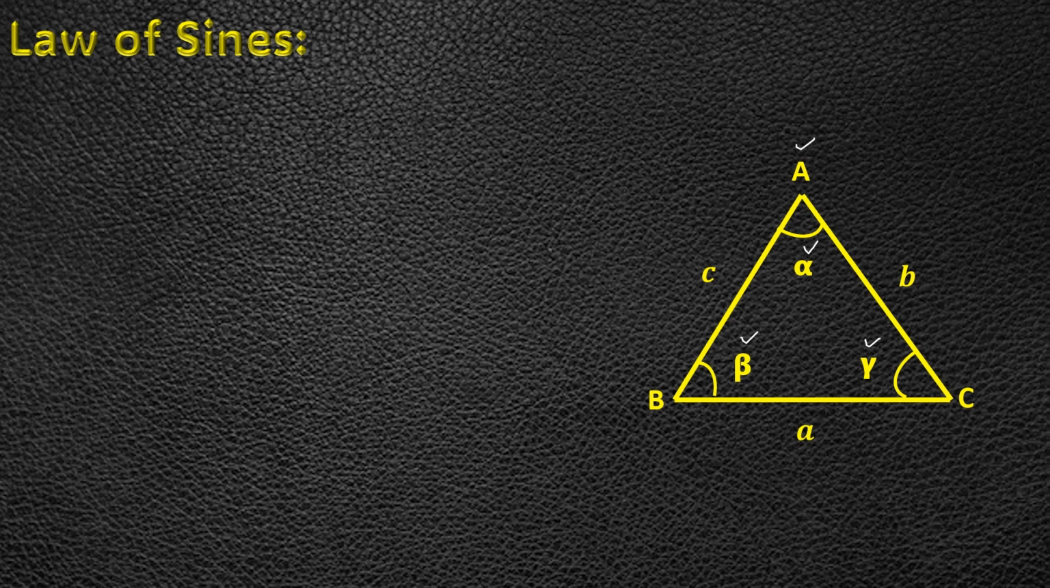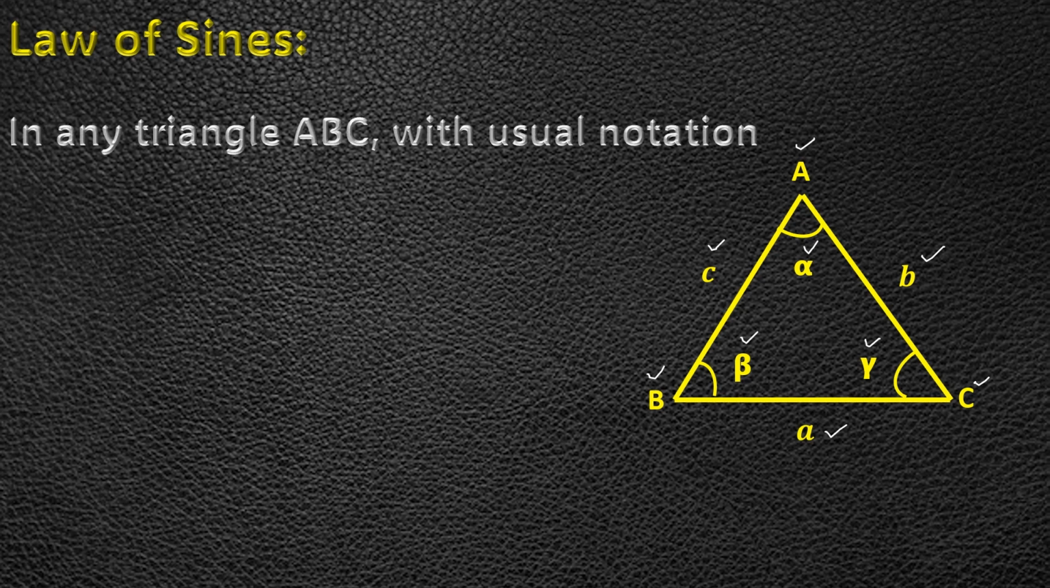The side opposite to vertex A is small a. The side opposite to vertex B is denoted by the letter small b, and the side opposite to vertex C is denoted by the small letter c. So we can say that in any triangle ABC with usual notation, a over sine alpha is equal to b over sine beta is equal to c over sine gamma.